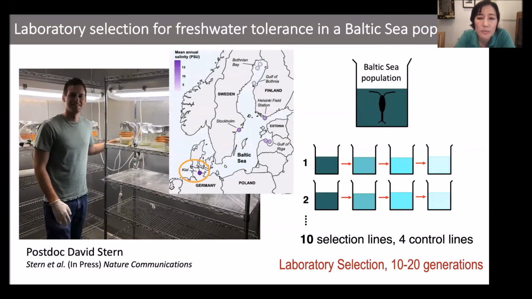So to address this question, to perform these experiments, we took a saltwater population from Kiel, which is at the higher end of the extreme of salinity in the Baltic Sea. We took the saline population and we then split them into multiple selection lines, 10 selection lines, and we decreased salinity to 0 PSU, and we performed this experiment across 10 to 20 generations.